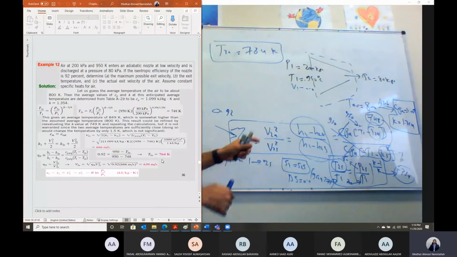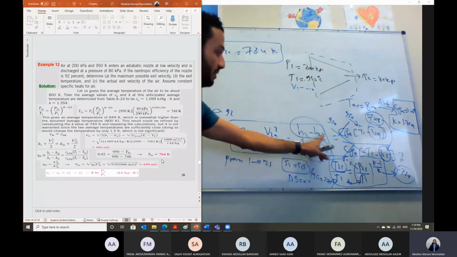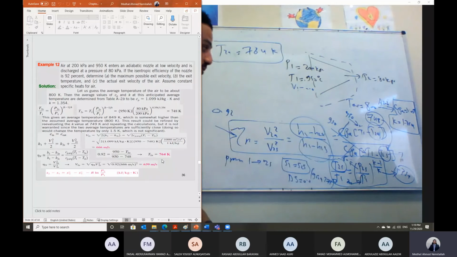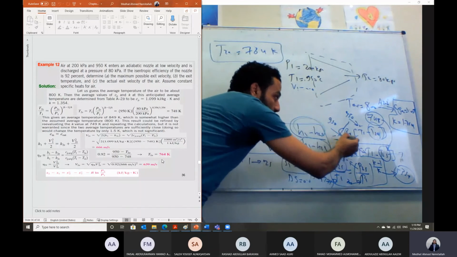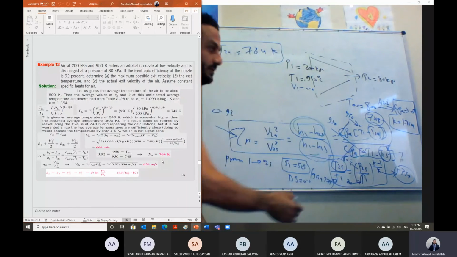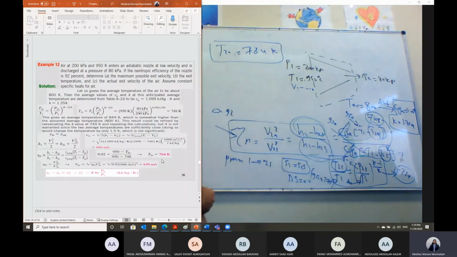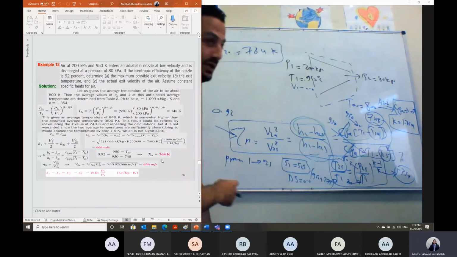So this is the definition of the isentropic efficiency, equal to 0.92, this is given. V2 actual divided by V2s, all squared, equals h1 minus h2 actual divided by h1 minus h2s. Following the variable specific heat, h1 minus h2 actual equals Cp delta T, and h1 minus h2s equals Cp delta T. We can just remove Cp, and then it will be T1 minus T2 actual divided by T1 minus T2s.